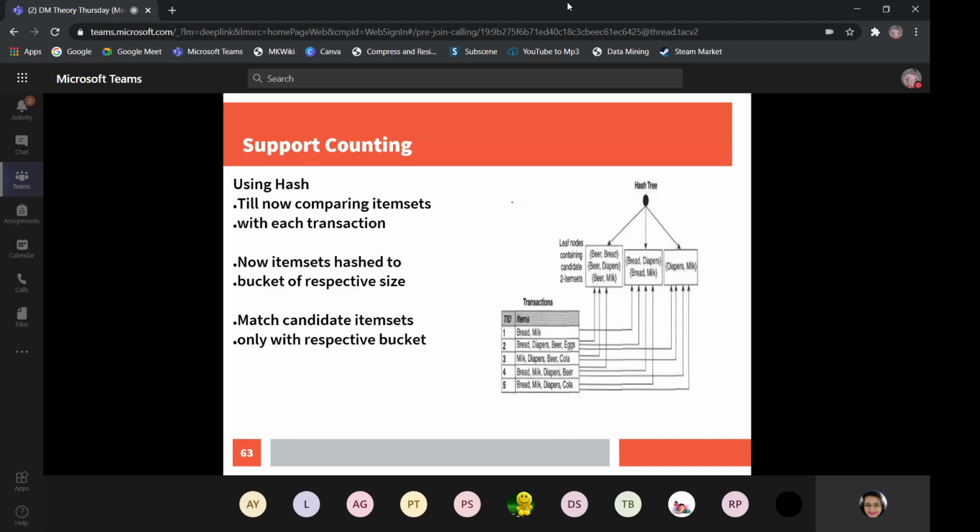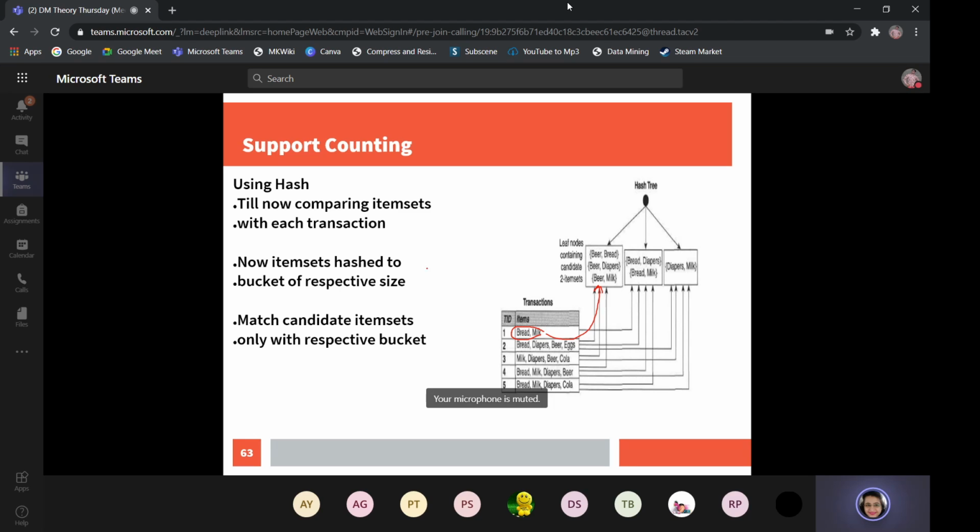Another way to count the support is using a hash. Till now you have been comparing item sets with each transaction. Now instead of comparing, hash the item sets to a bucket. Whatever item sets you have found, number them and create a bucket for them. Once that item set comes in the transaction, compute its hash function and go to the respective bucket and update the count. I think this is how we have been using hashing in data structures also.